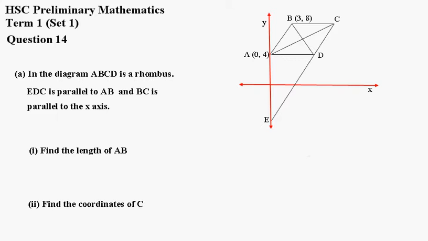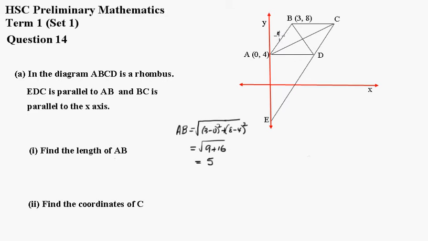Well, the length of AB is just a simple distance formula. So AB is equal to the square root of 3 take away 0 all squared plus 8 take away 4 all squared, and that gives me the square root of 9 plus 16, which is the square root of 25, which is 5. So AB is a length of 5.